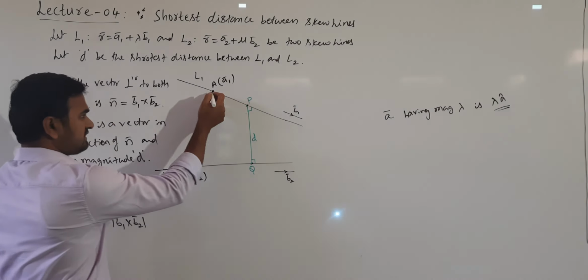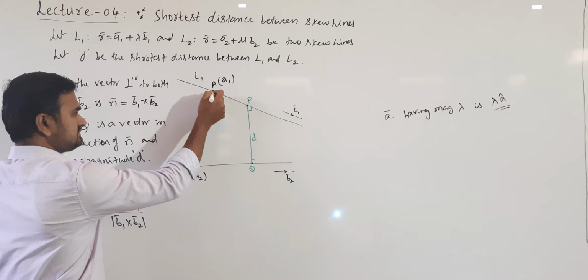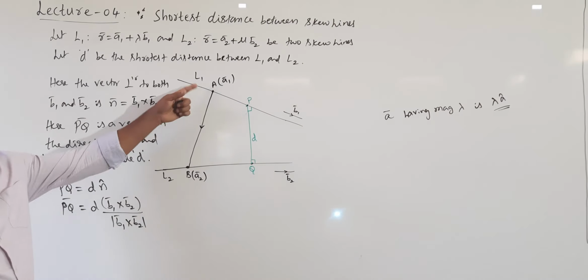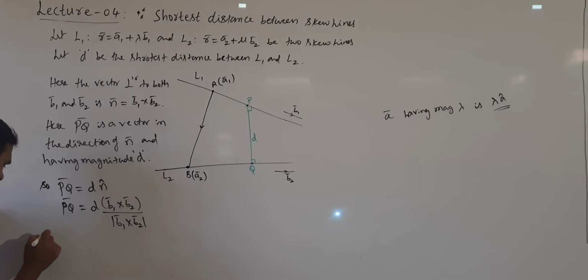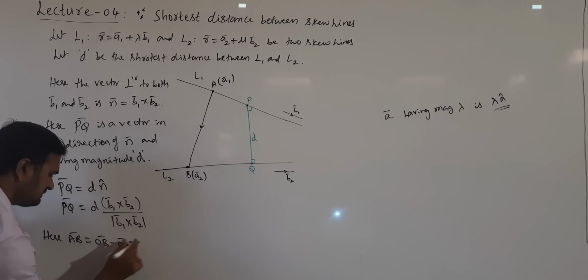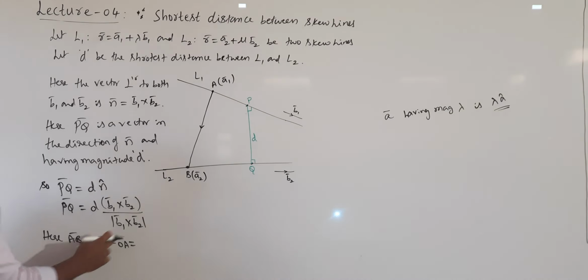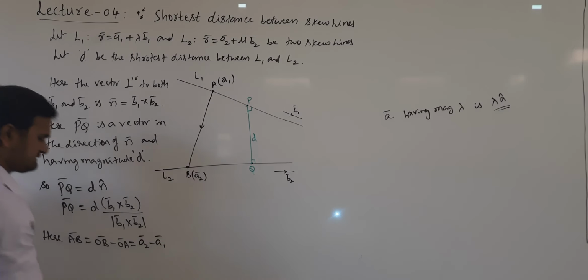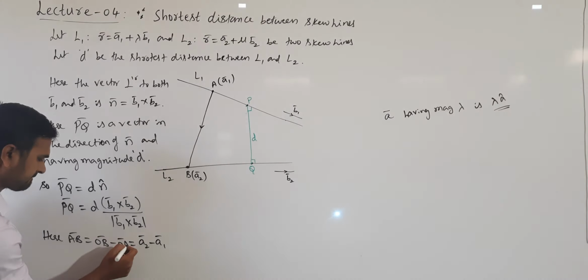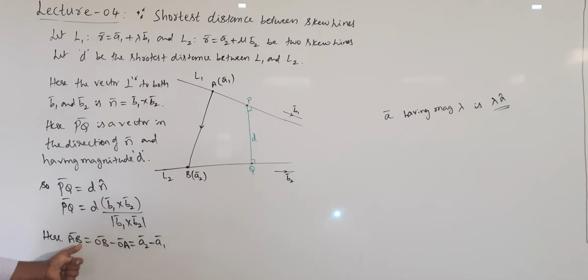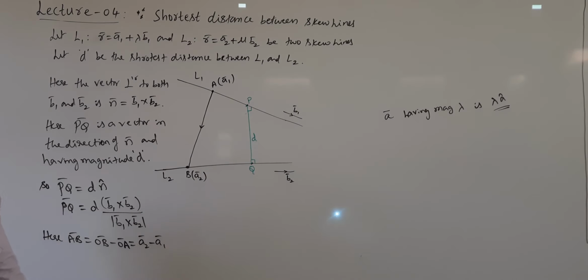Now I can find the vector AB bar by joining these two points. What is AB bar here? AB bar I can write as OB minus OA. OB bar is the position vector of B. It is a2 minus a1. Okay, so AB bar we know and PQ bar we know.